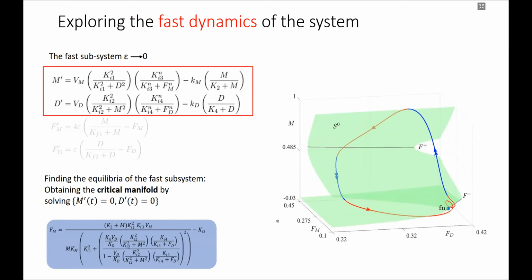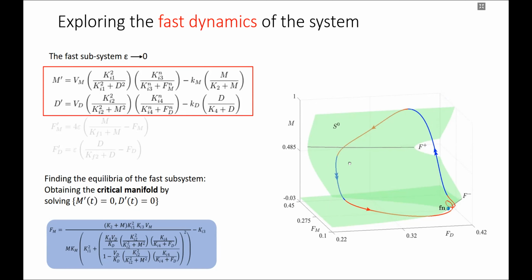Now, if we want to find the equilibrium of the fast subsystem, we have to solve the system of equations m prime equals 0, d prime equals 0, and we would get this expression here. If we plot this in 3D, we will get the green surface that I have already shown you, that is called the critical manifold. Now, if we superimpose the trajectory of the system on this critical manifold, we see that there is a remarkable fit between these objects, and therefore our original assumption of two fast, two slow variables was indeed correct.